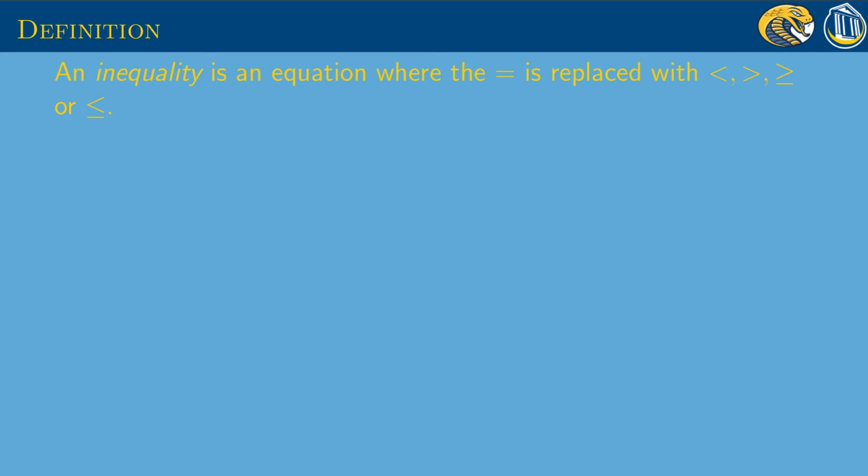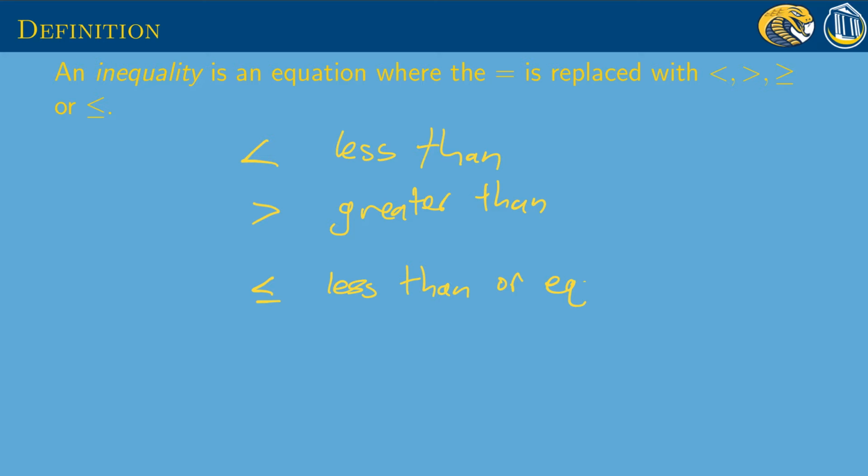To start, an inequality is just an equation where the equal sign is replaced with the sign meaning less than, the sign meaning greater than, the sign meaning less than or equal to, and the sign meaning greater than or equal to.